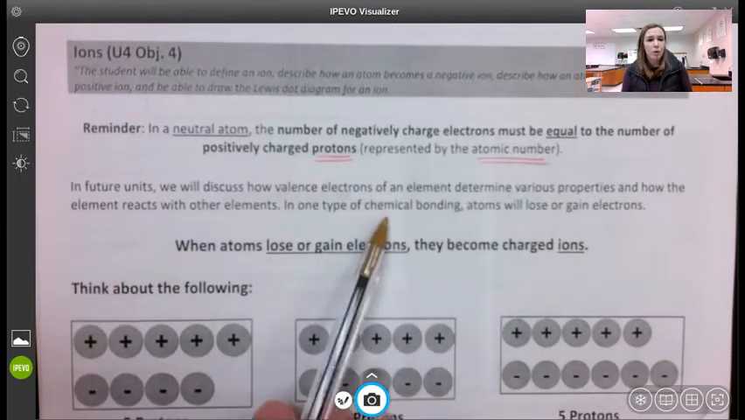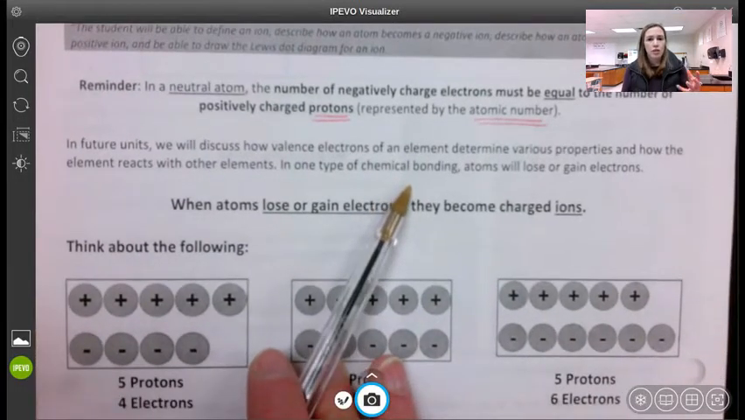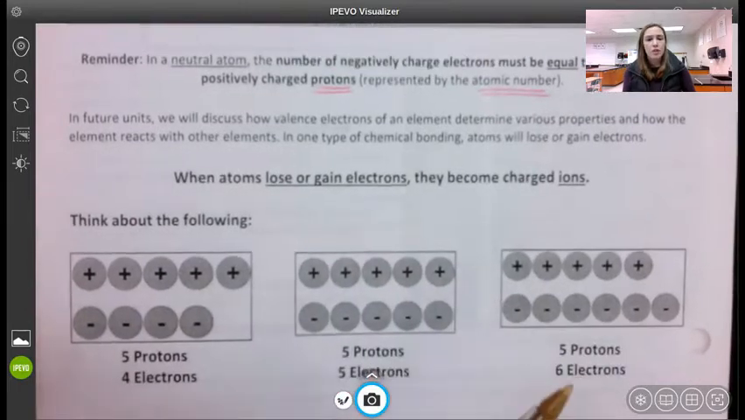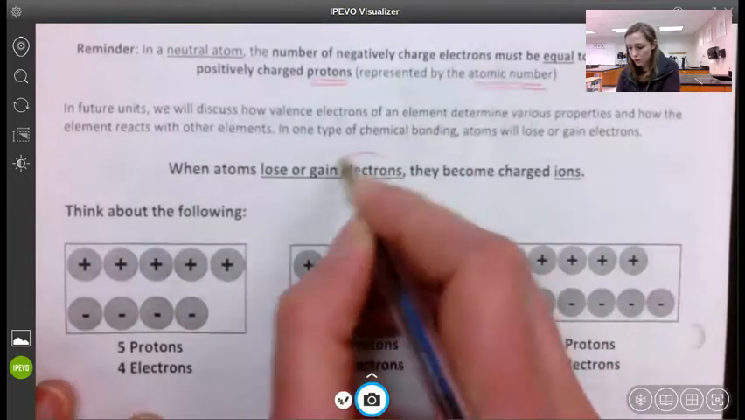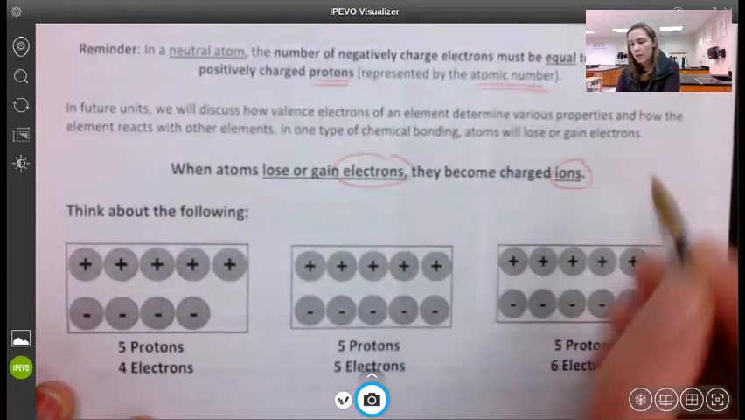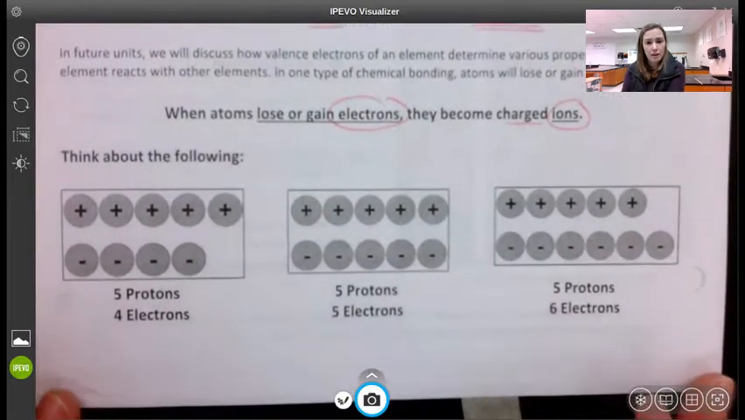And this is going to become important because while we've talked about valence electrons and how they influence properties, we're going to see how forming ions can also influence properties and bonding. So we'll be getting to that. When atoms lose or gain electrons, and again, we're only talking about electrons, they become charged ions, meaning they become a positive ion or a negative ion.